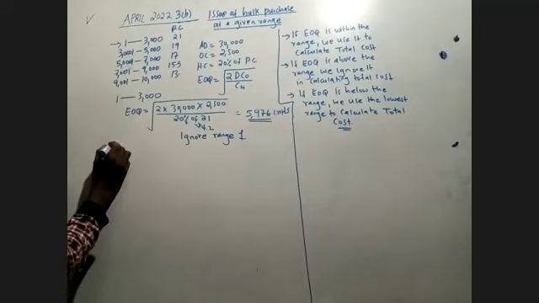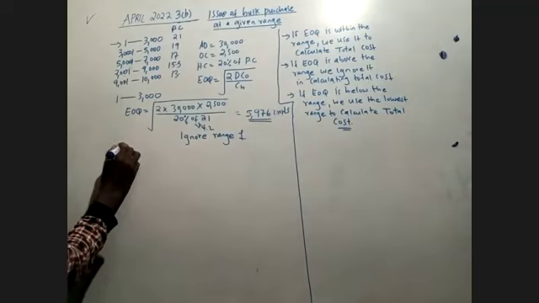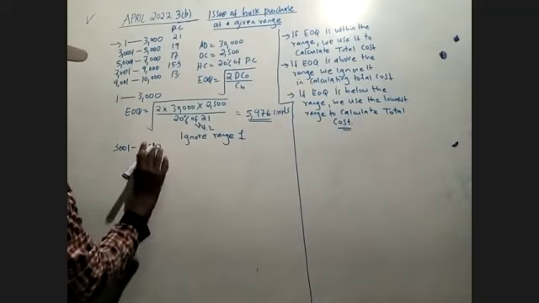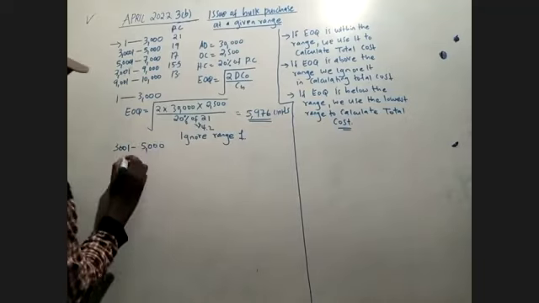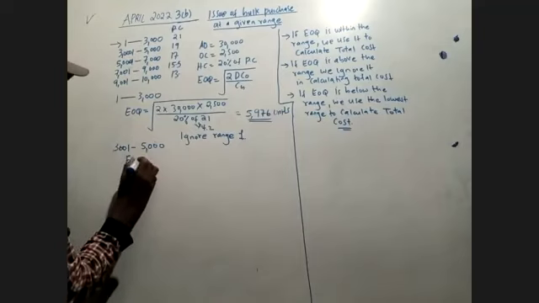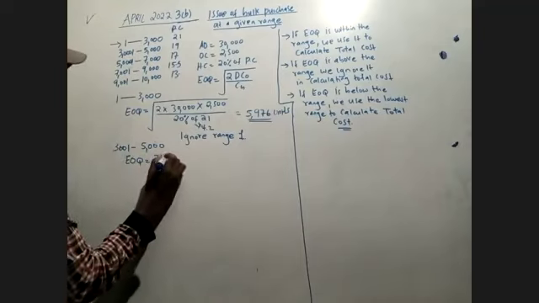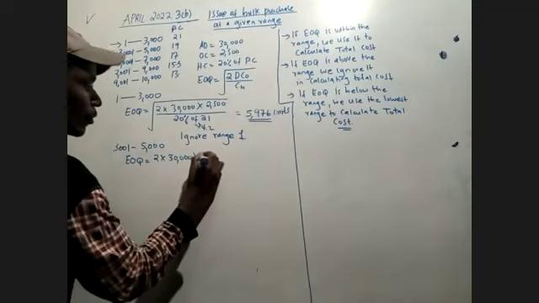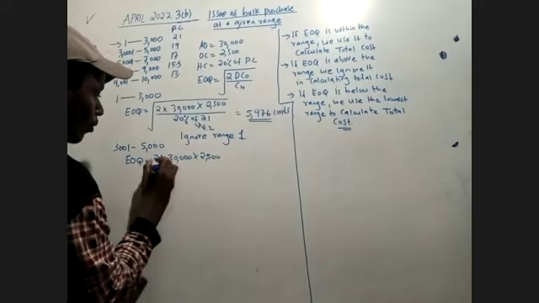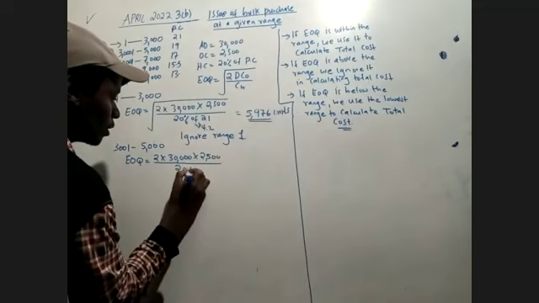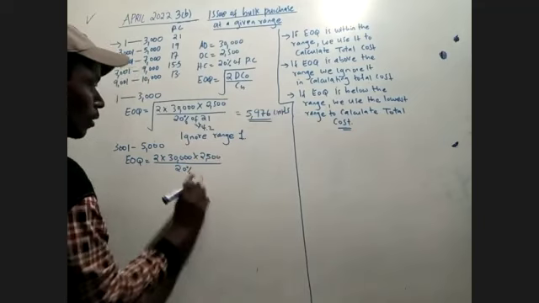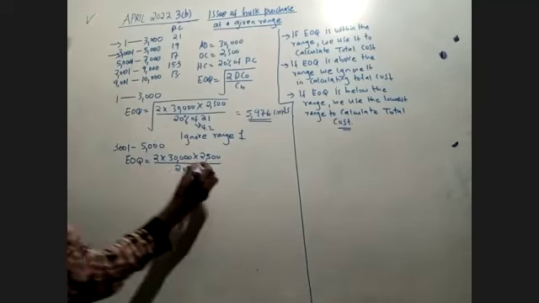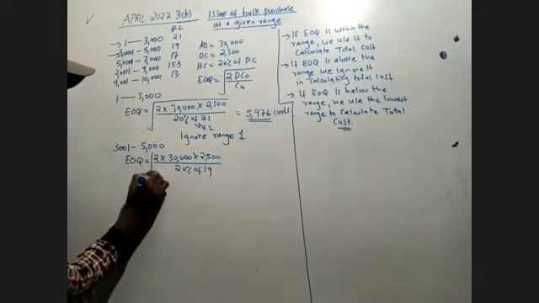Then we go to 3,000 to 5,000. Let us find the EOQ: 2 times 30,000 times 2,500 over 20% of our purchase price. The purchase price for this next range is 19. So find the EOQ.